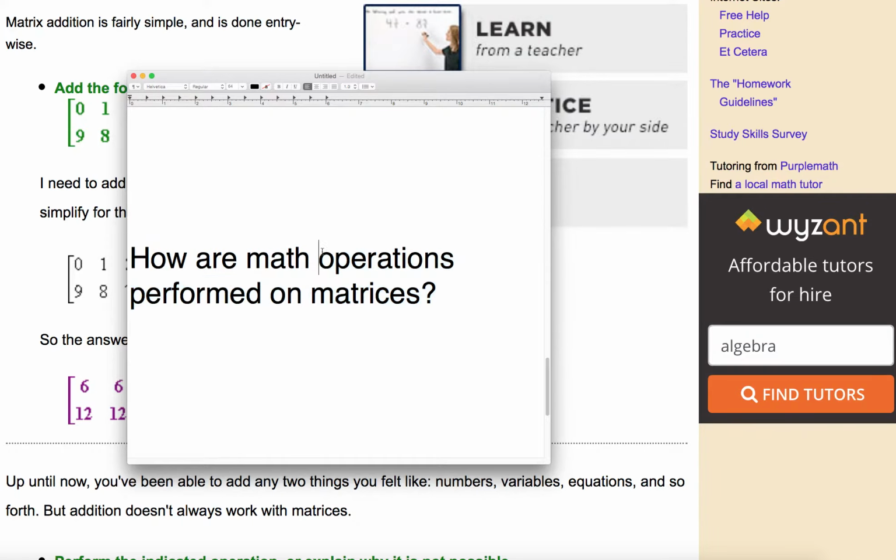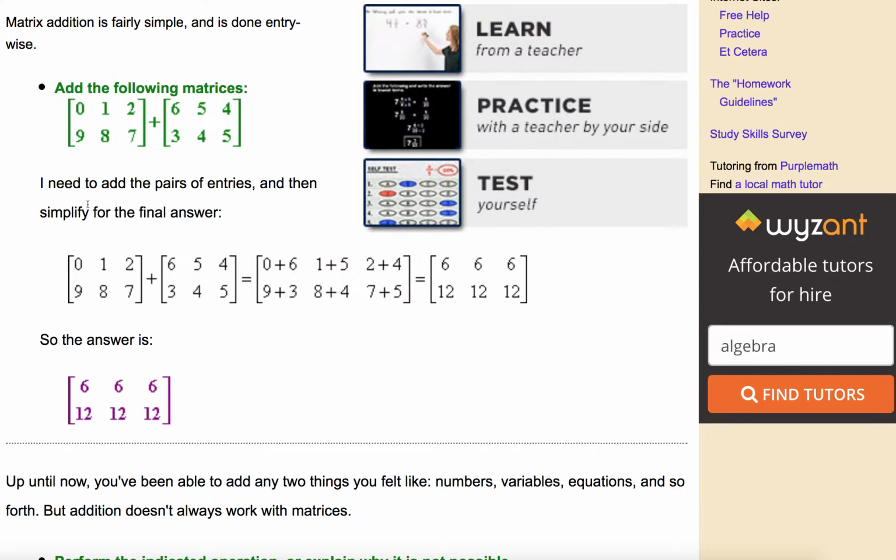So how are math operations performed on matrices? Math operations are things like addition, subtraction, multiplication. Well, we can go ahead and take a look at a couple of examples. And you see here we're trying to add this matrix with this matrix here. The math operations that need to take place are fairly simple and make sense.